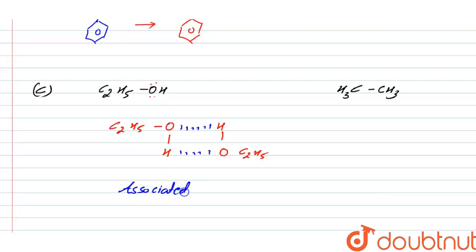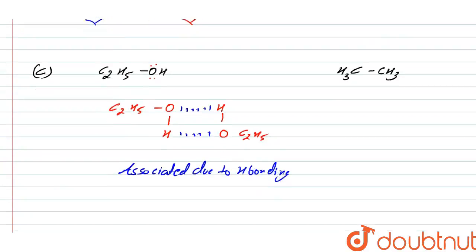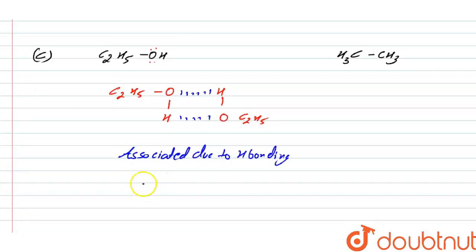associated due to H bonding, that is called hydrogen bonding. So this means that molecules are associated, so we will require more heat. So that is why the boiling point of ethanol is higher.